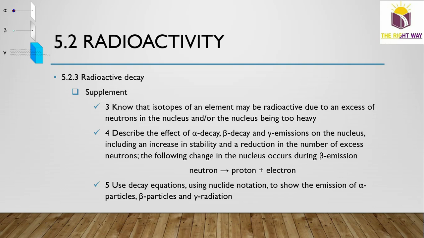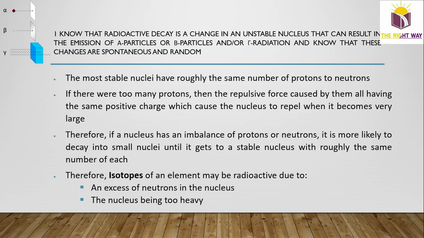And use decay equations using nuclide notation to show the emission of alpha, beta and gamma radiation. We know that alpha and beta are particles and gamma is radiation. Alpha particles are helium nuclei which contain 2 protons and 2 neutrons, while beta particles are electrons emitted from the nucleus of an atom, and gamma is electromagnetic radiation. When a nucleus has enough energy, it releases the energy in the form of gamma radiation.